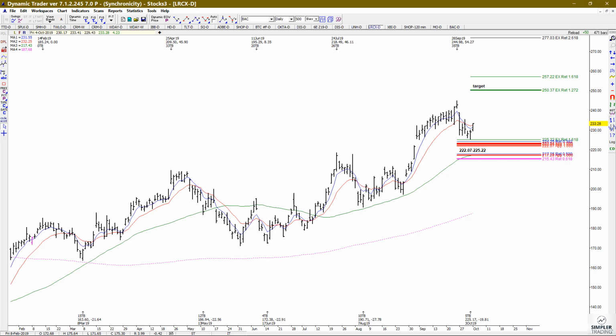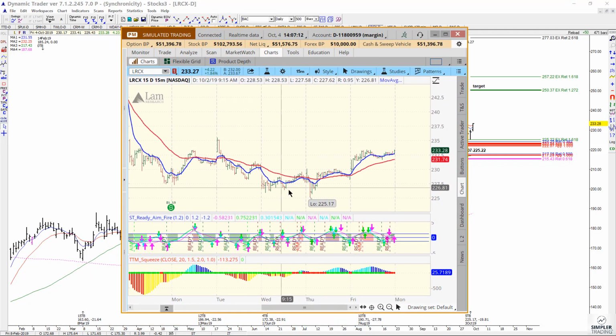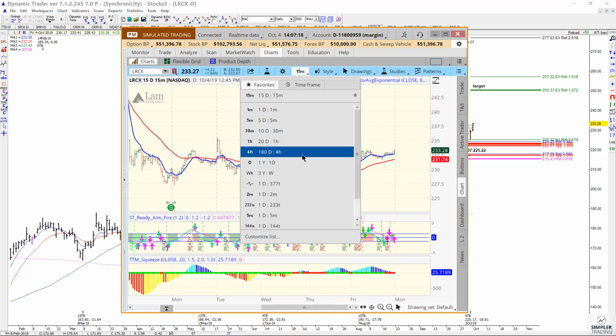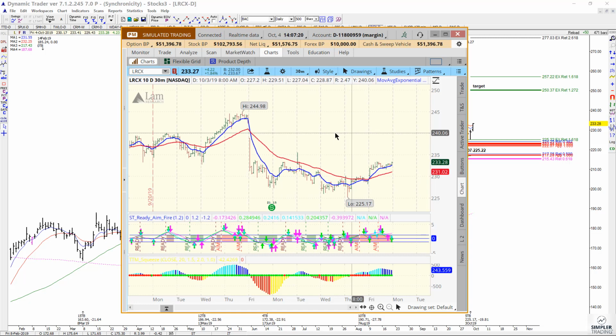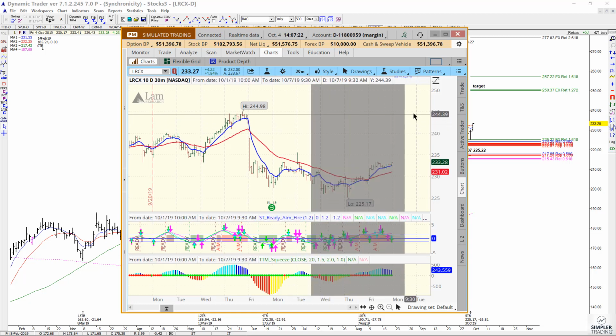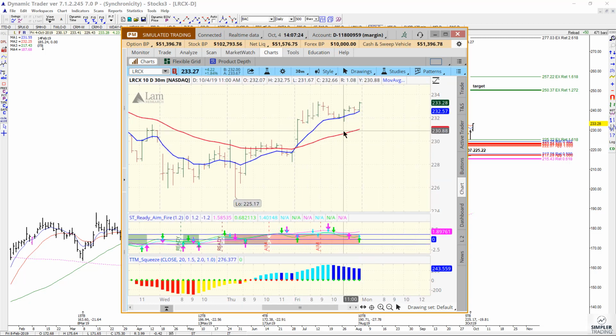So if you look at a 15-minute chart, you can see that we did have the moving average crossover. We took out a prior swing high, so it did trigger on that time frame. Let's see about the 30. Yeah, the 30-minute chart also triggered on the buy side. That is more for swing trade entries.